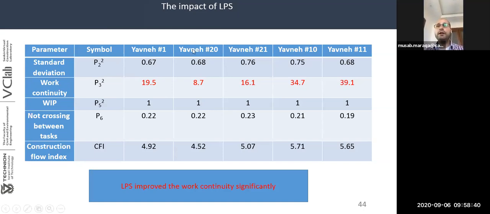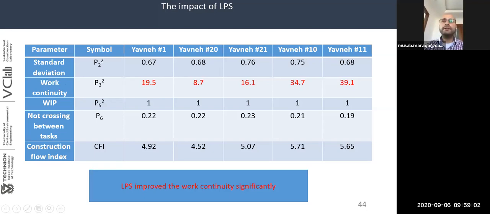The first experiment was to measure the improvement that occurs due to last planner system implementations by comparing Yavne 1, Yavne 20, Yavne 21 with Yavne 10 and 11, which have last planner system. We can see that the work continuity improved significantly from 19.5%, 8.7%, 16.1% up to 34.7% and 39.1%.